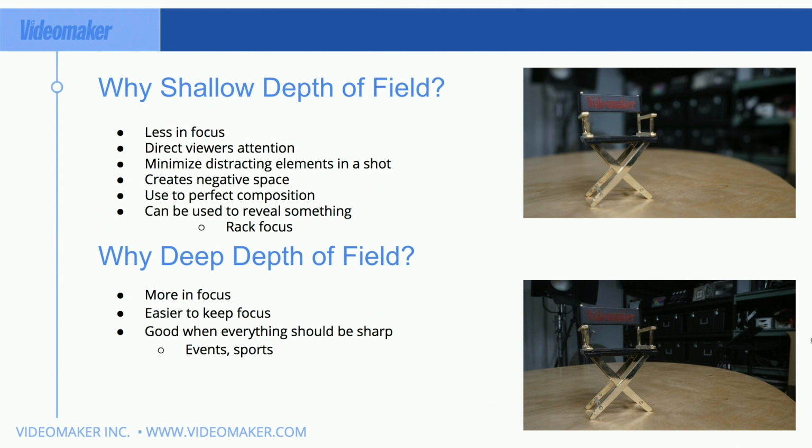So in the idea of a rack focus, where you're going from one thing to another, for suspense, for lots of purposes. It might even be just to get to the next point of your story. So why deep depth of field? More in focus, easier to keep focus, and good when everything should be sharp, like events in sports. So shooting weddings, a lot of things you want to be elegant. You want to have them stylized. So you're going to be using shallow depth of field.